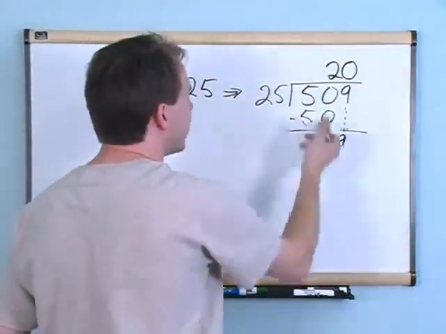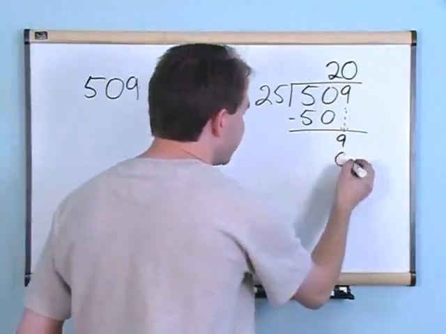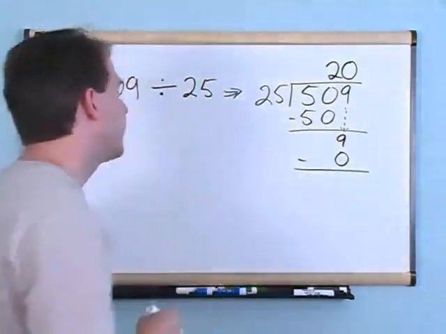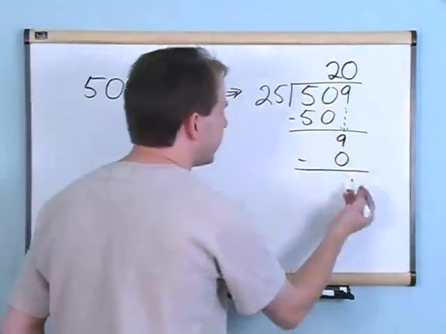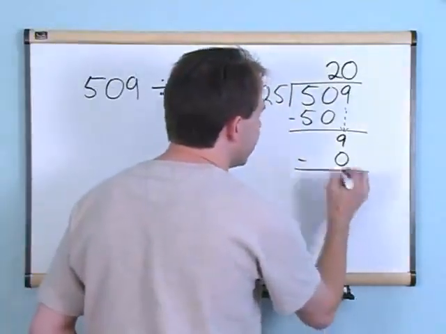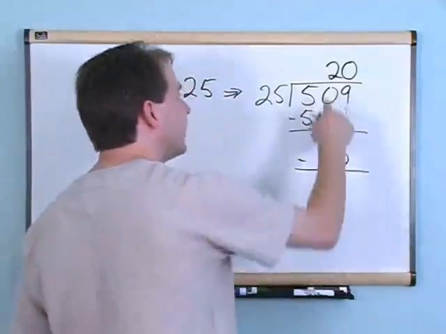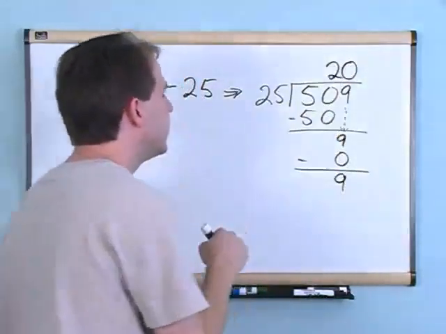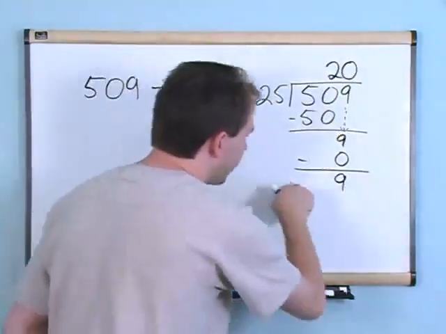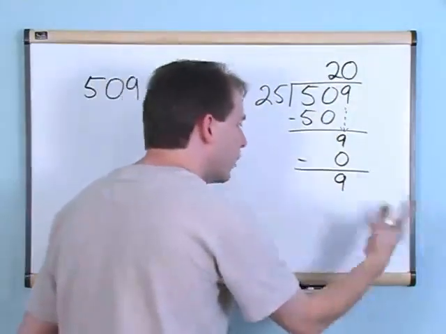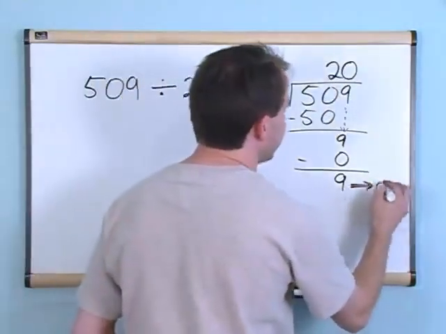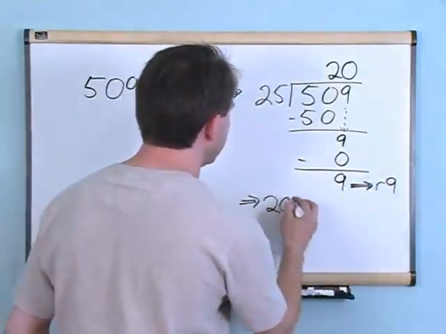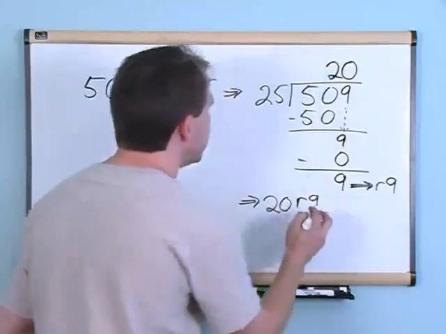Now when I take the 0 multiplied by the 25, I'm just going to get 0, because 0 times anything is 0. So now, just like anything else, I do my subtraction. 9 minus 0 is going to give me 9. Now, since all of the digits are filled out up here, up until the last column, now I ask myself, can 25 go into 9? Well, no, it can't. So I say it's a remainder of 9. So the answer here is going to be 20 with a remainder of 9.